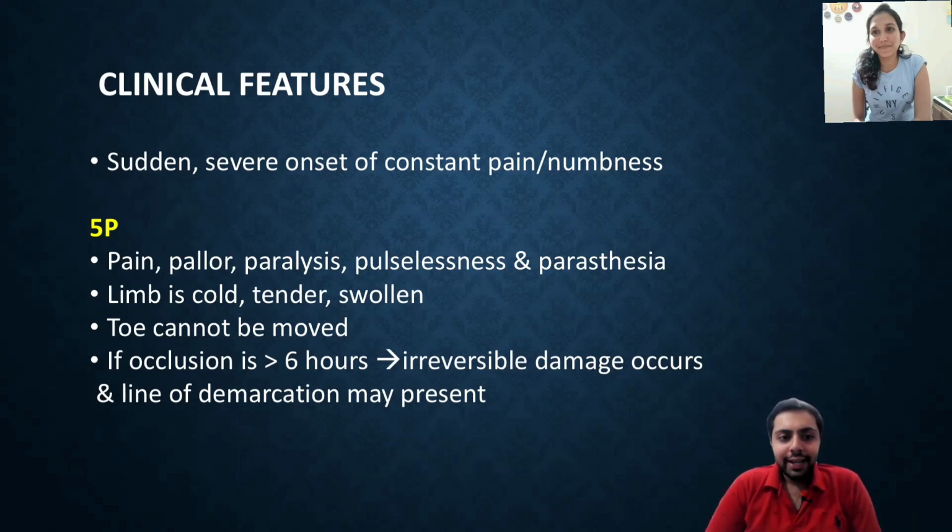So in case of chronic and acute, the major difference we will see here is a sudden onset in acute. In chronic, you can see pain will be there, pallor will be there, but paresthesia and paralysis won't be there, whereas in acute cases we have paralysis and paresthesia also.